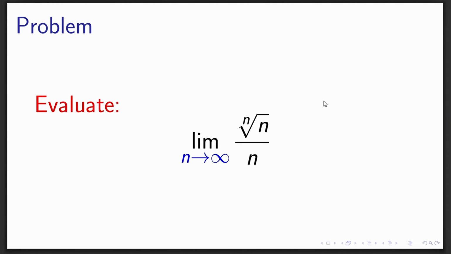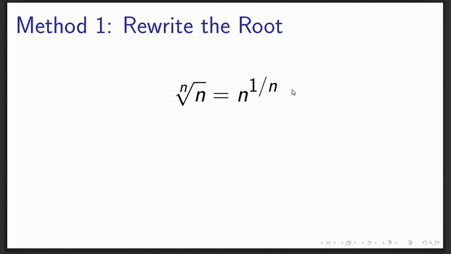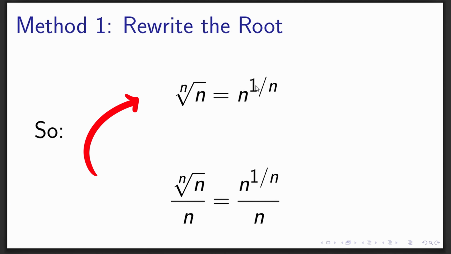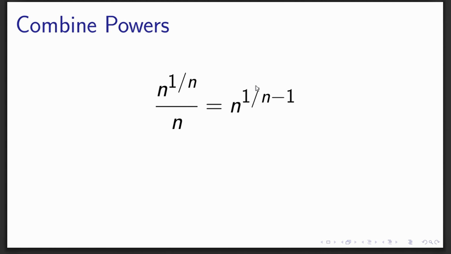So let's start. First of all, I'm going to rewrite the nth root of n as n to the power 1 over n. This means if I divide the nth root of n by n, I'm going to get n^(1/n) divided by n. So we can further simplify this. This can be written as n^(1/n - 1), and this is the trick that I use, by using the indices law.